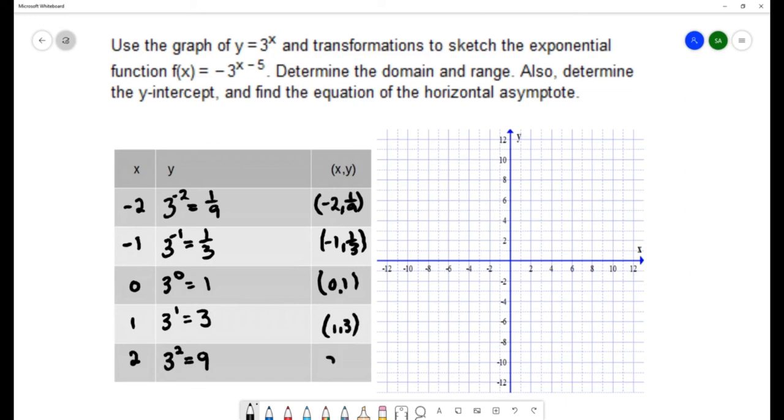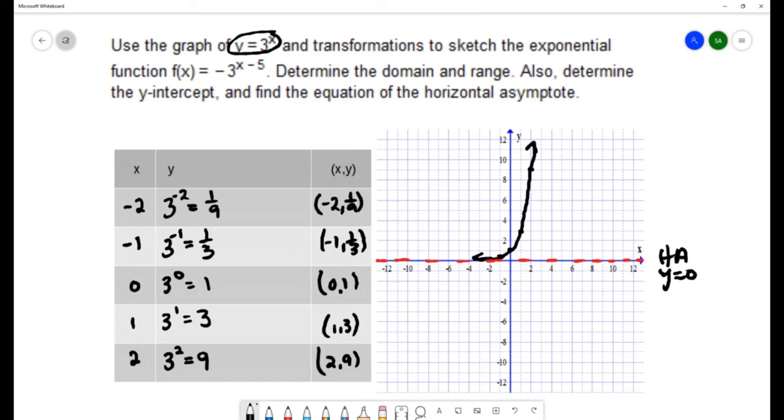I can plot them on my graph to get an idea of what the picture looks like. We have -2 and a ninth, -1 and a third, 0, 1, 1, 3, and 2, 9. And we can see that we have this nice exponential curve here. Going along the x-axis, we do have a horizontal asymptote, and that is at y equals 0. Now this is the graph of y equals 3 to the x.